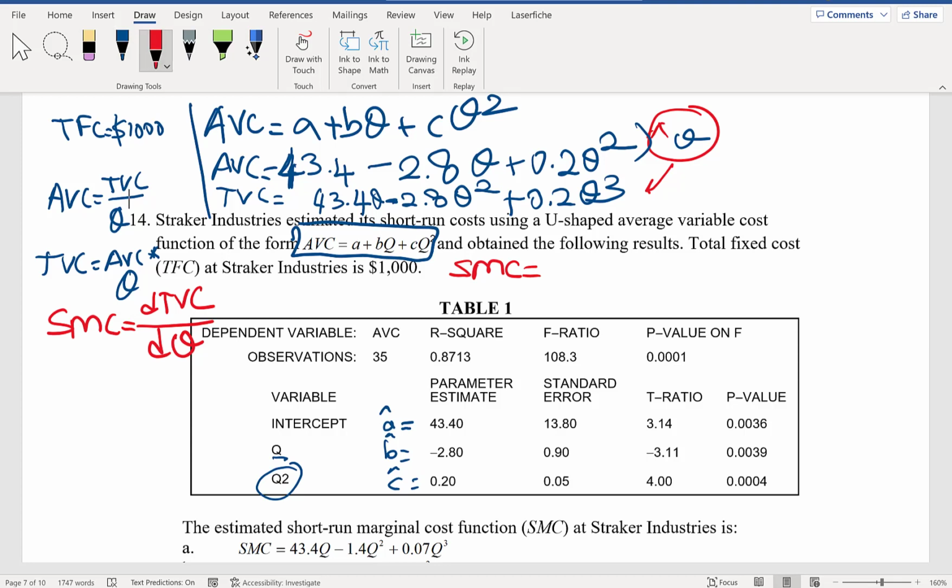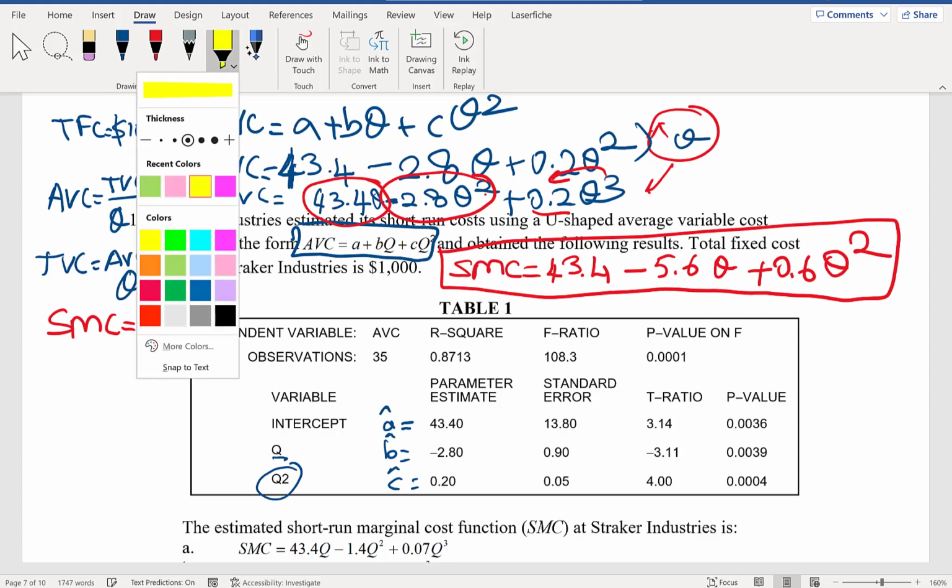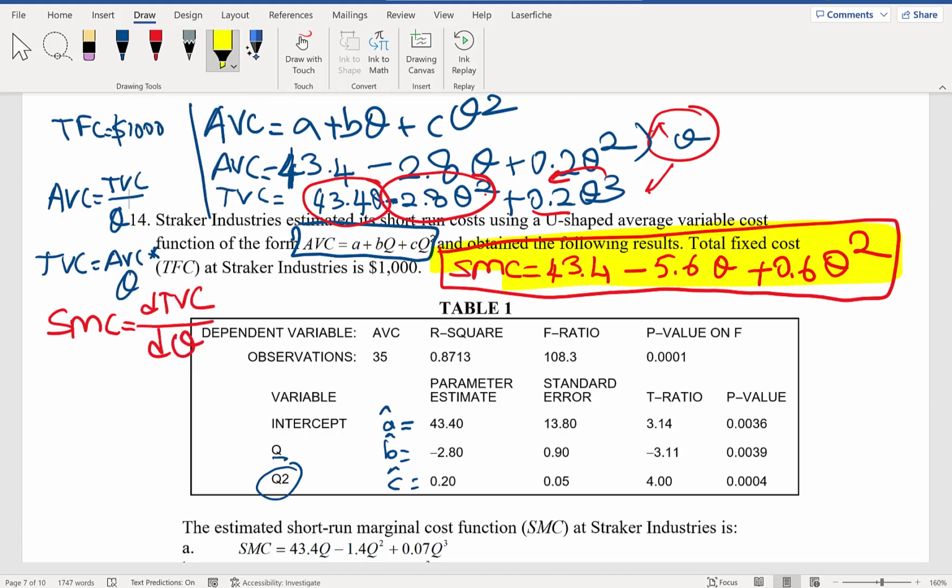So SMC is the first derivative of this with respect to Q: 43.4 minus the derivative of this item. This 2 comes up front, so it becomes negative 5.6 Q, plus 0.2, and this 3 comes up front, 0.6 Q raised to the power 2. So this is my marginal cost. I love deriving everything ahead of time. You don't have to, okay? I just love to write everything down.